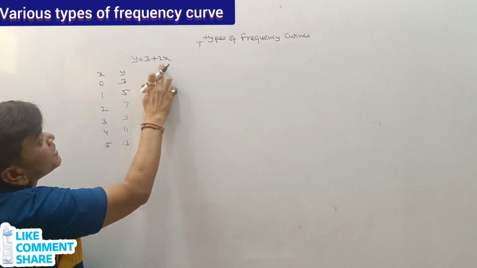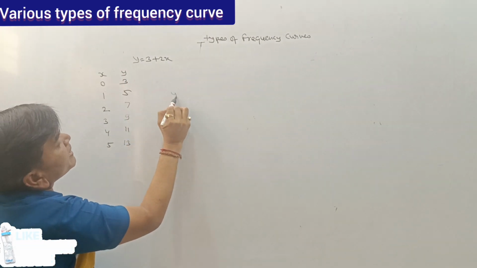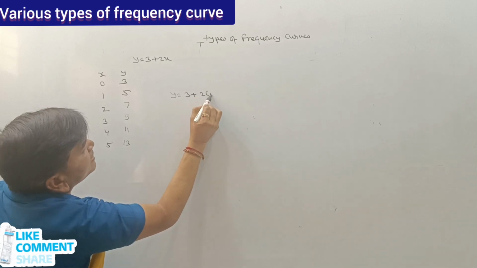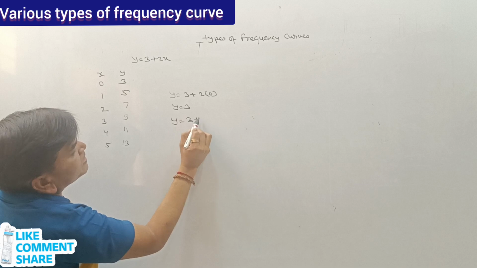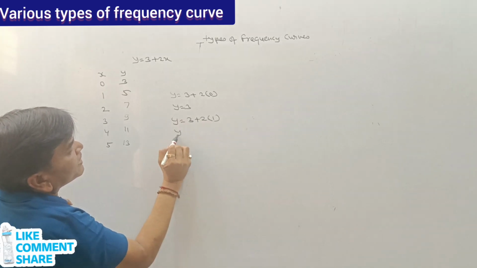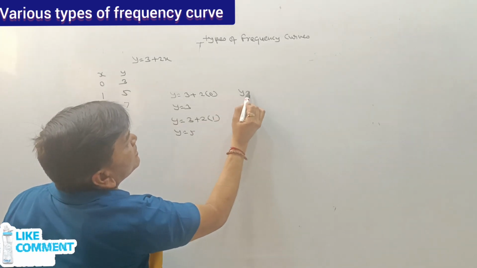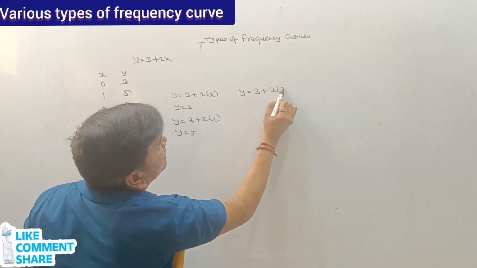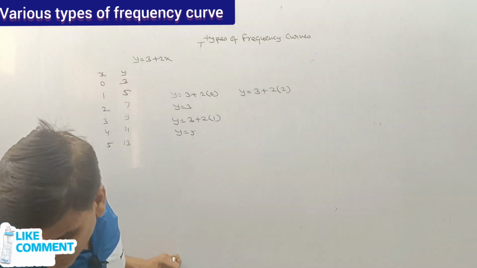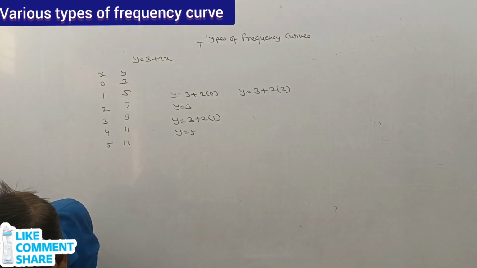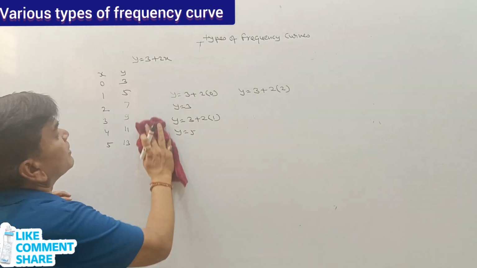Here y = 3 + 2x, so with x = 0, y is equal to 3. With x = 1, y = 3 + 2, so y is equal to 5. With x = 2, y = 3 + 4, that is 7. So these values also we can plot on the graph paper.